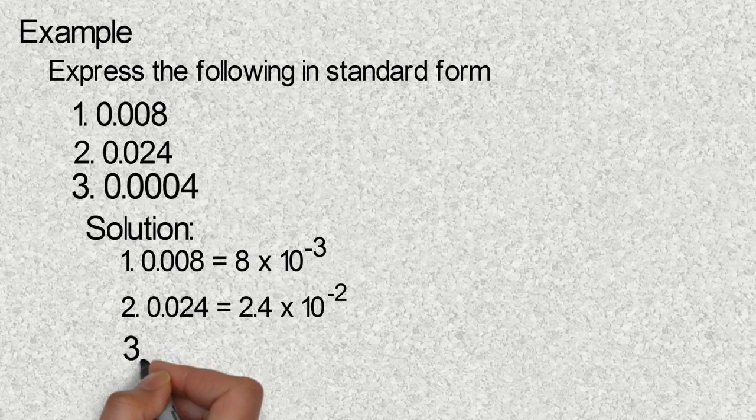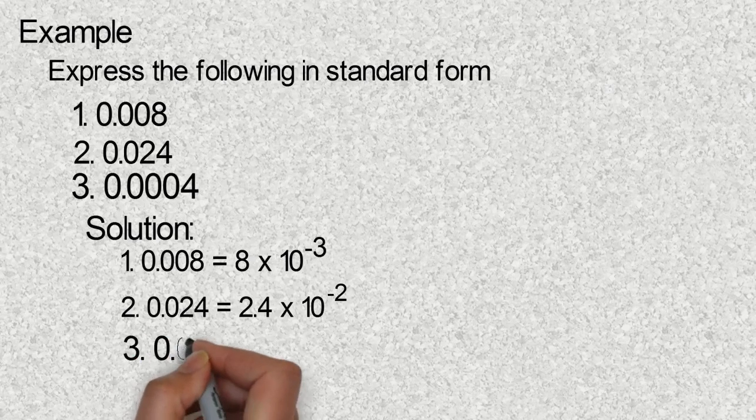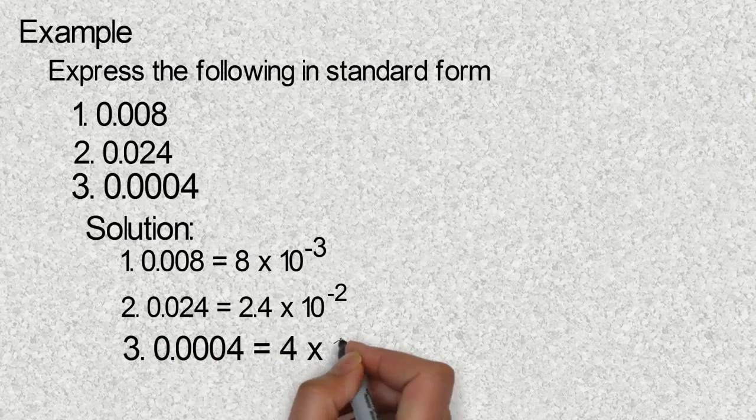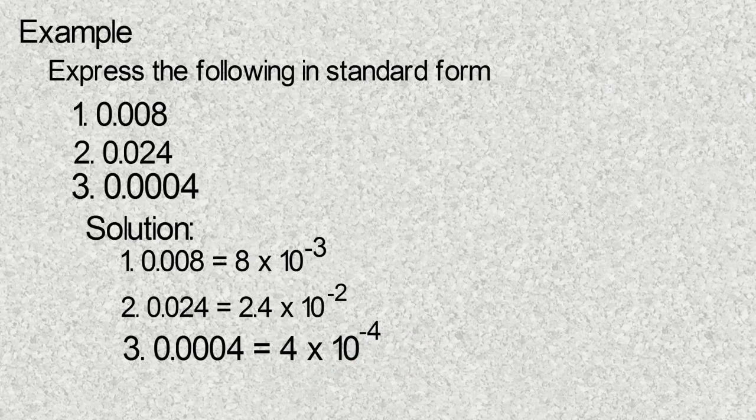And for the third one, I have 0.004. Counting again, I count till I reach the non-zero digit. So I count my first 0, 1, second 0, 2, third 0, 3, then 4. I've counted 3 zeros. Then I put my decimal in front of 4. So my answer is 4 times 10 raised to power minus 3.